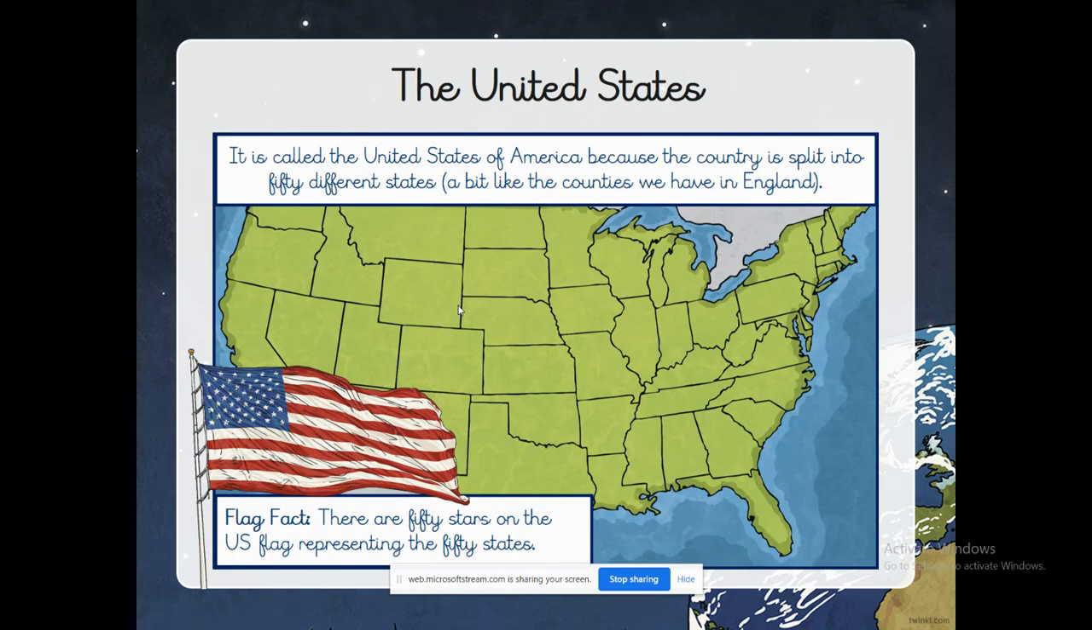Now, it is called the United States of America because the country is split into 50 different states, a bit like the counties we have in England. But these states, a lot of them are absolutely huge. And if you look at the American flag, there are 50 stars on the US flag in the top left-hand corner, as you can see, and each one represents one of the different states. You will have heard of some of them, I'm sure, but we'll come on and give some examples shortly.